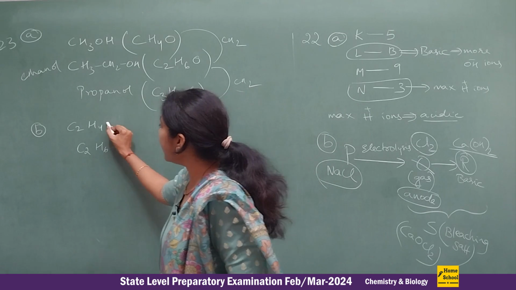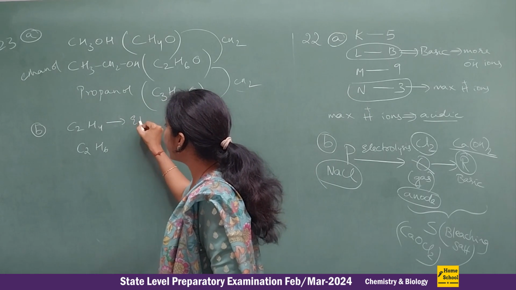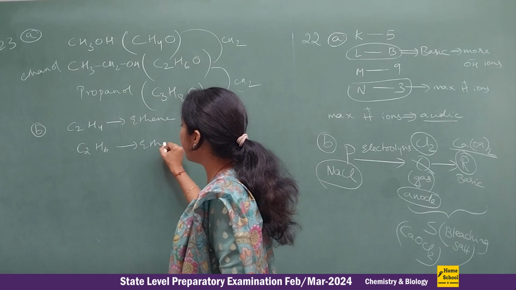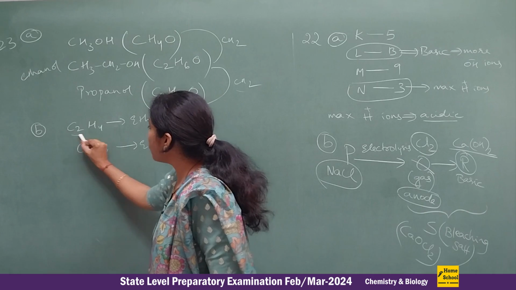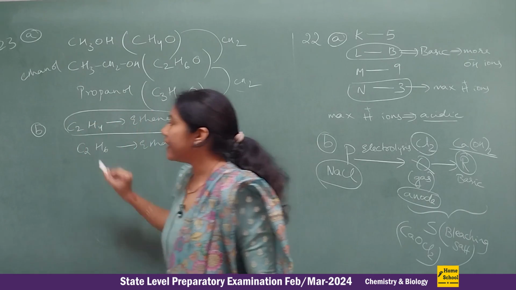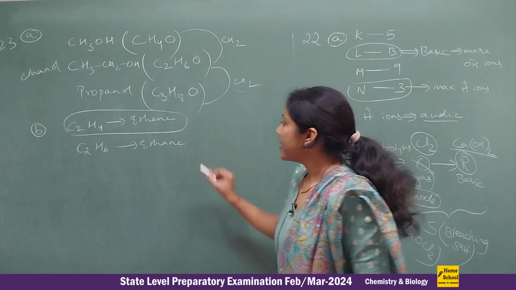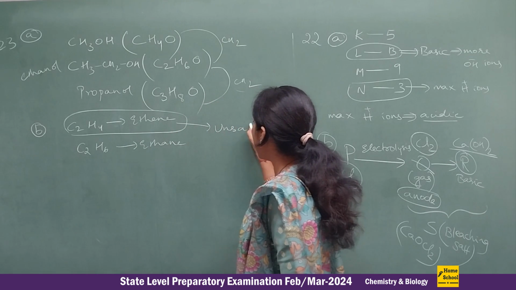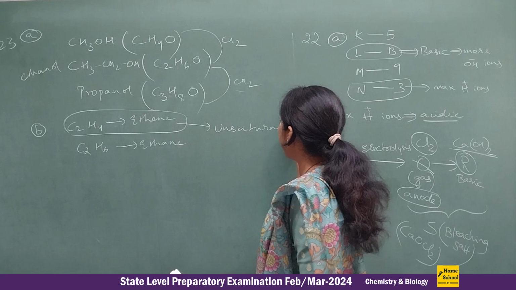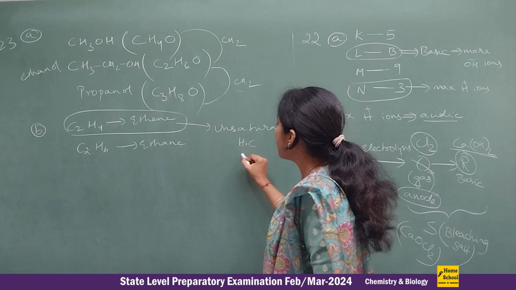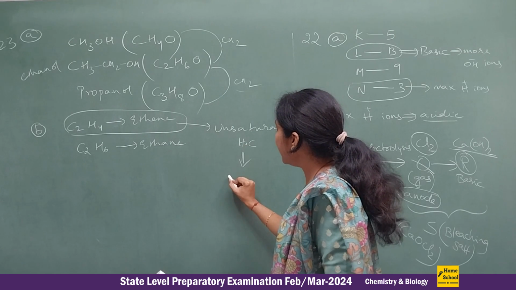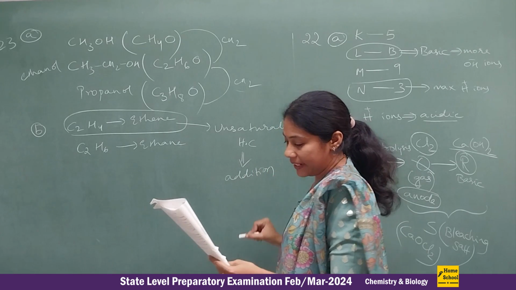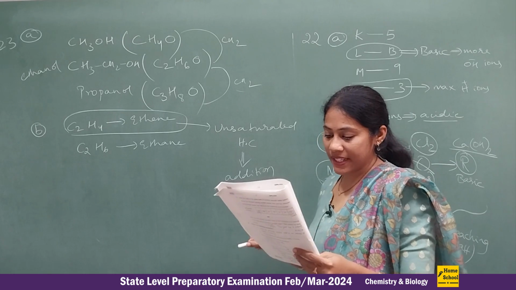Okay, see, C2H4 is ethene, C2H6 is ethane. So we know only unsaturated compounds can undergo addition reaction, isn't it? So ethene is an unsaturated hydrocarbon, so it can undergo addition reaction. Okay, right? Fine. And explain this reaction with a suitable equation.